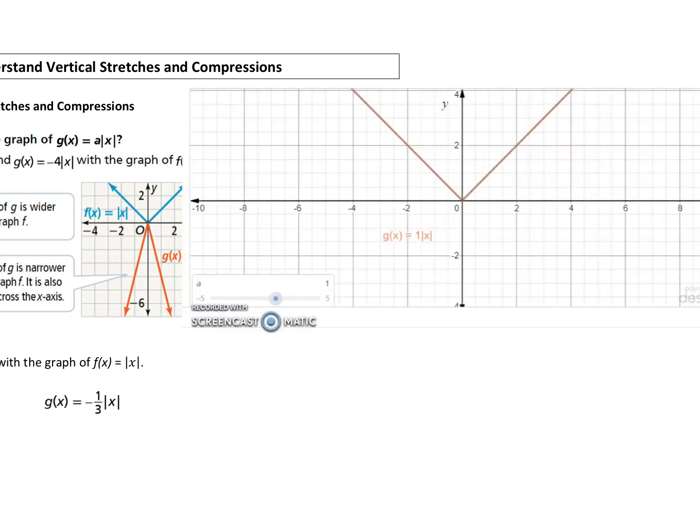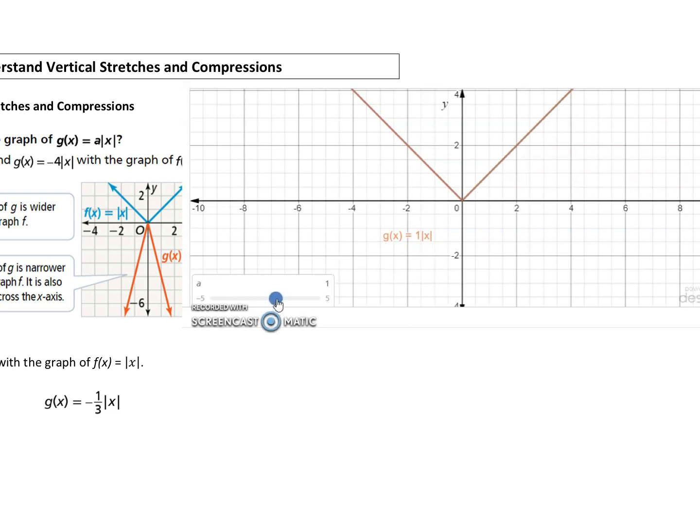All right, so taking a look at vertical and horizontal compressions, here's our absolute value function. G of x equals, if you notice, there's a 1 out front, 1 times the absolute value of x. So that is our a value. If our a value is 1, that's still just the parent function, because 1 times the absolute value of x is just the absolute value of x. But I have a little slider over here. What happens if we change the 1? Let's say we make the 1 bigger.